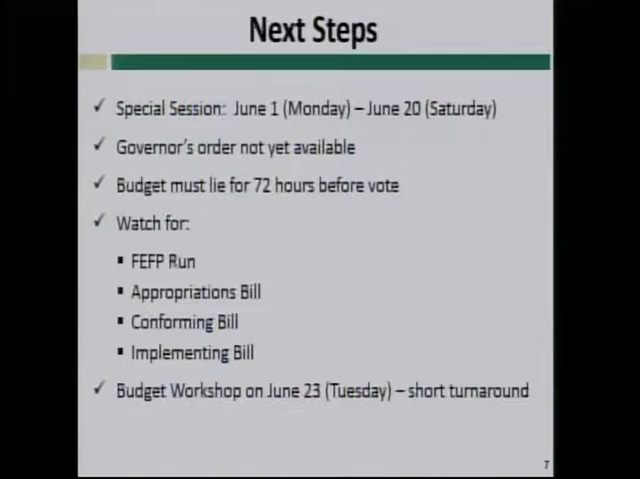So my guess is we probably wouldn't see it any earlier than that second week, maybe on June the 8th or 9th as an example, and then they could still get out of town before the weekend. I would emphasize there's at least 4 things that I'll be watching for. It's not just the FEFP run. We do have to pay attention to the appropriations bill. We're looking for a conforming bill and an implementing bill. Some of the things that died that have budget implications could still resurface in any one of those last 3. Appropriations, conforming, or implementing. So we've got to keep our eye on it.